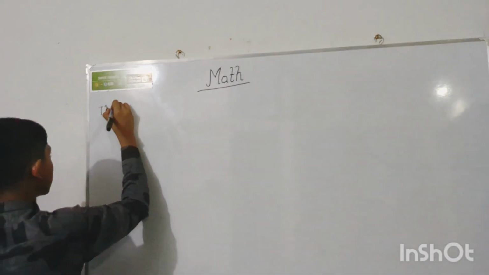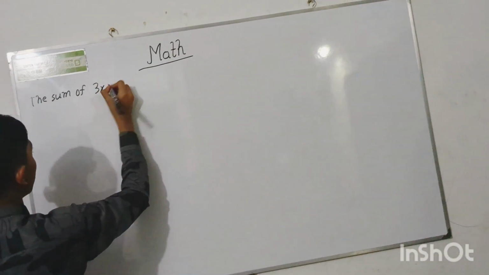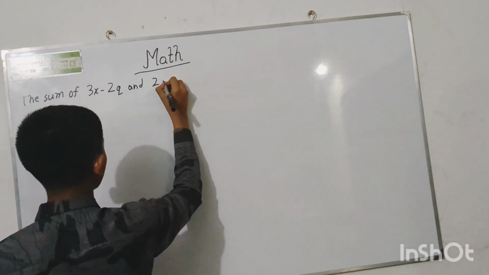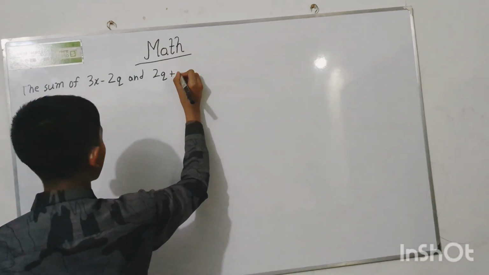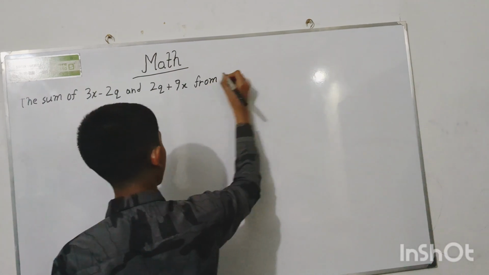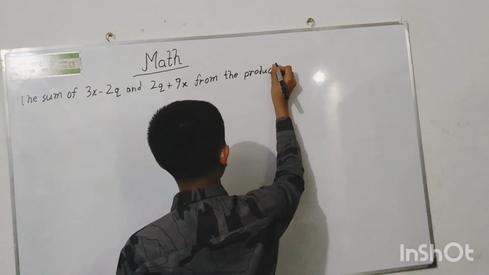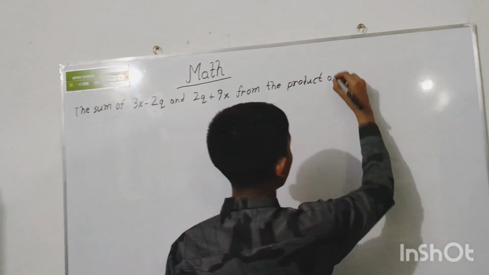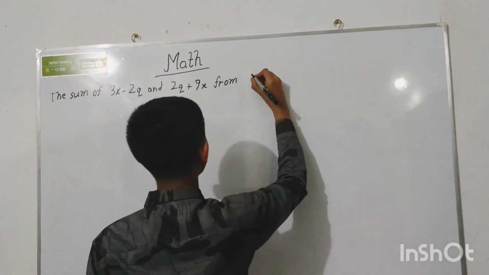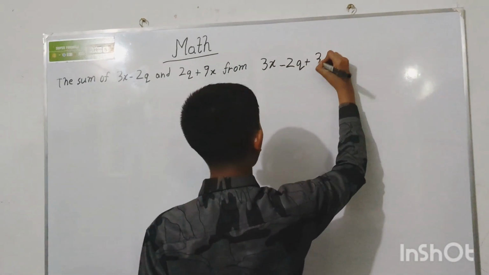The sum of 3x minus 2q and 2q plus 9x from the product of 3q x minus 2q plus 3r.